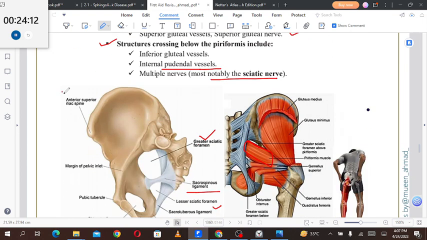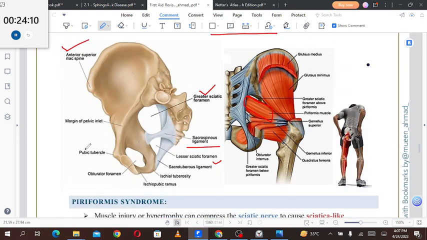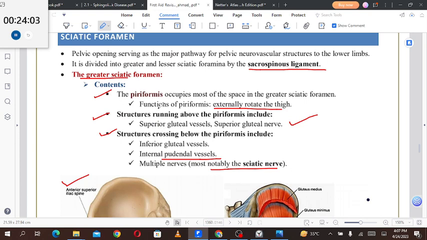Here we have the anterior superior iliac spine, then the margin of the pelvic inlet, and the pubic tubercle and obturator foramen, a lot of stuff. So remember these three things in the greater sciatic foramen.